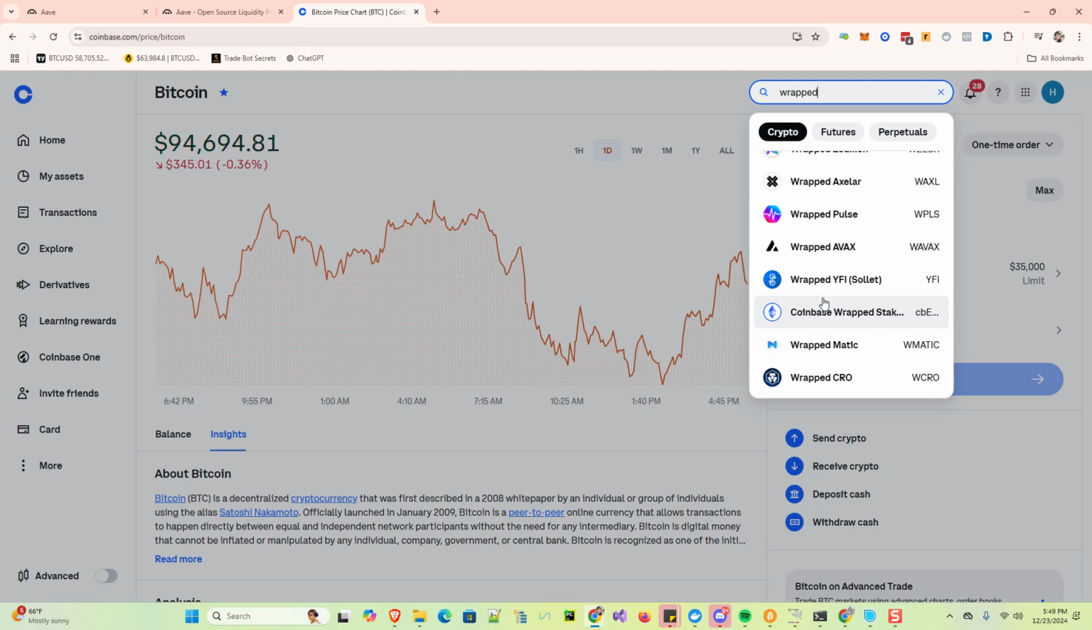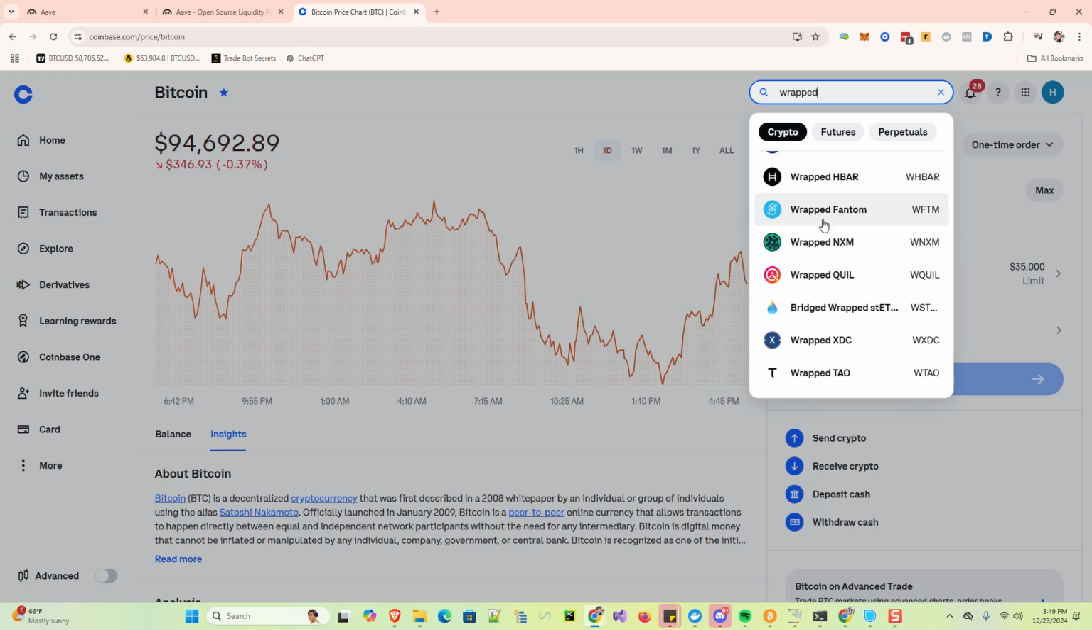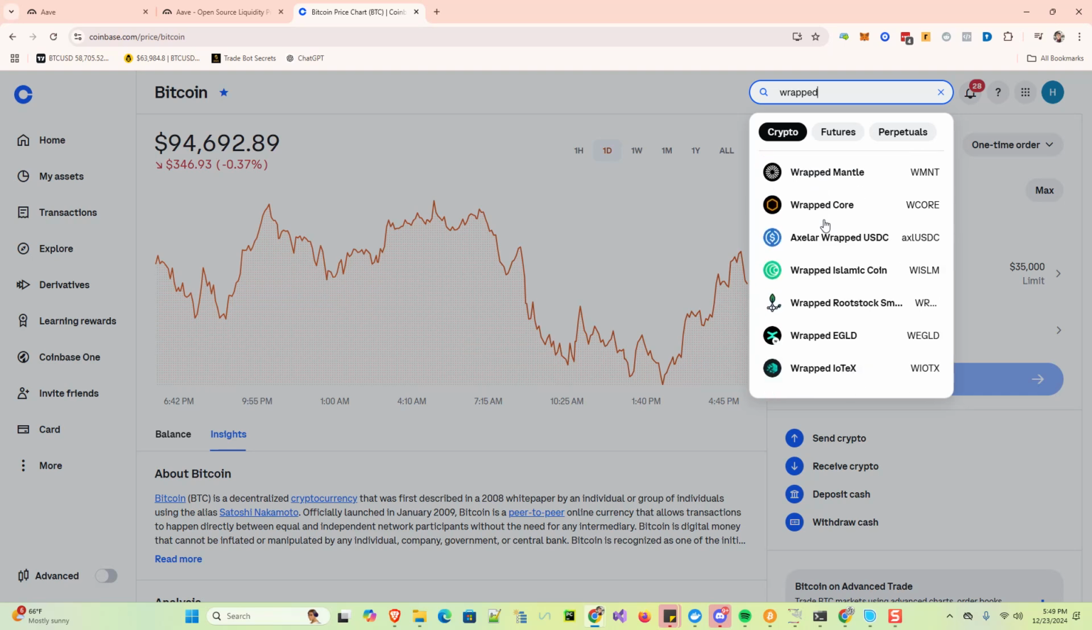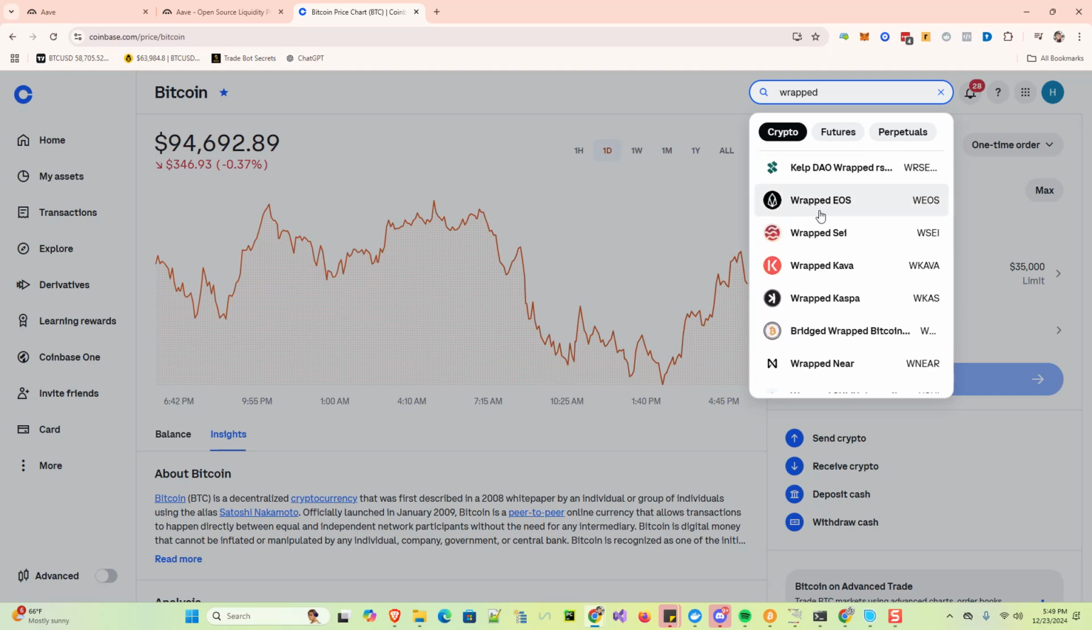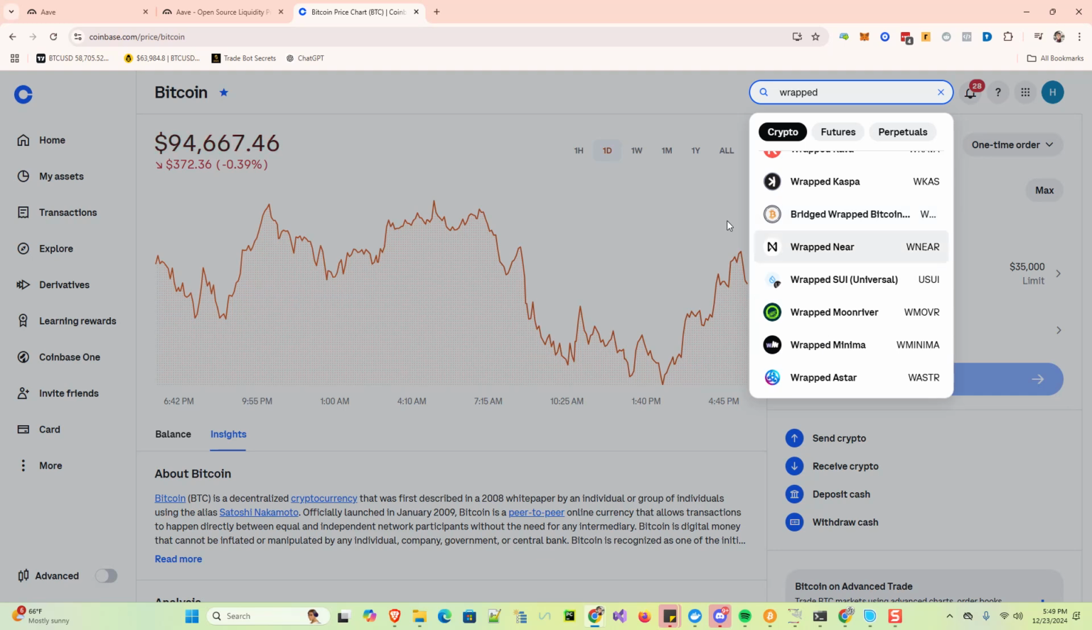This is the wrapped ETH. I don't see the wrapped Bitcoin. It might have been pulled. I'm not sure. Maybe it's not available. Maybe there's a lawsuit going on. We don't know yet. Okay.